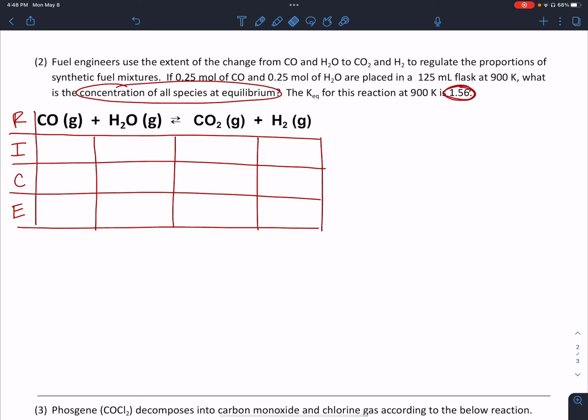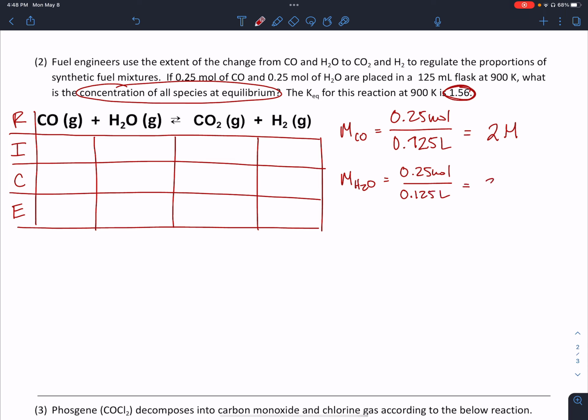So the molarity of CO is 0.25 moles divided by my volume, which is in milliliters, so I change it, 0.125 liters, and I find that I have 2 molar carbon monoxide in my flask. Now the amount of H2O is going to be the same because it's the same moles in that same volume, so we're going to have 2 molar there as well. So we start by filling those two values in to our table. We're told nothing about CO2 and H2, so we can assume we do not have any to start.